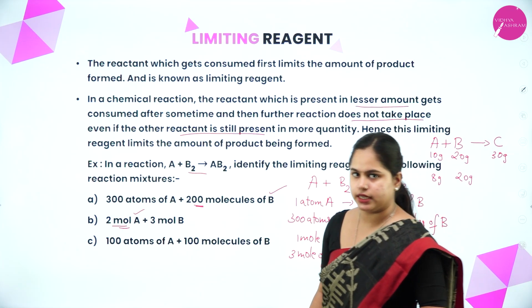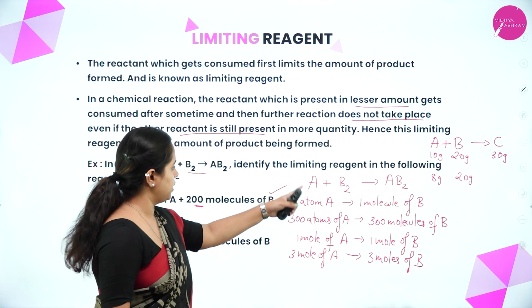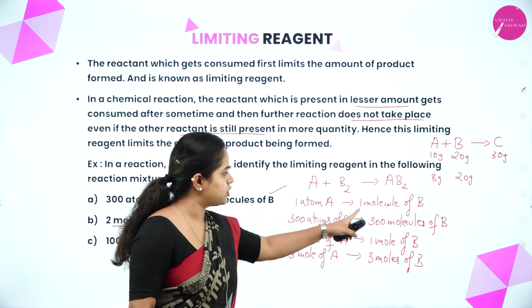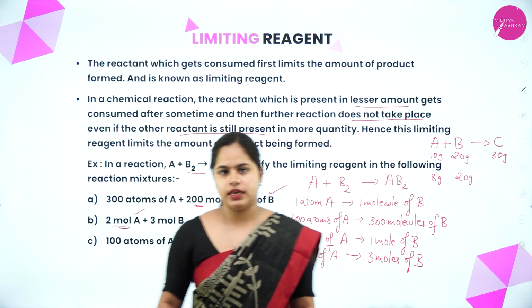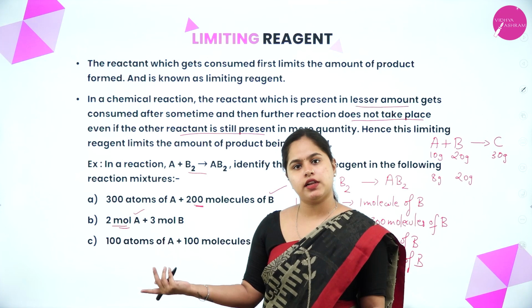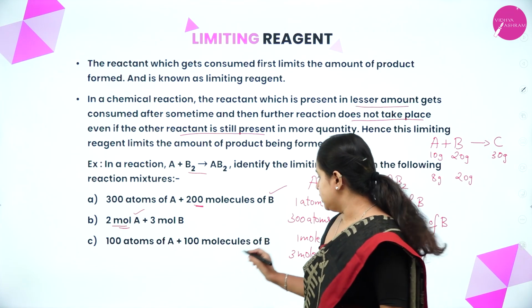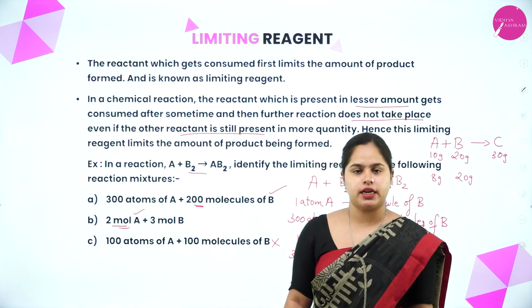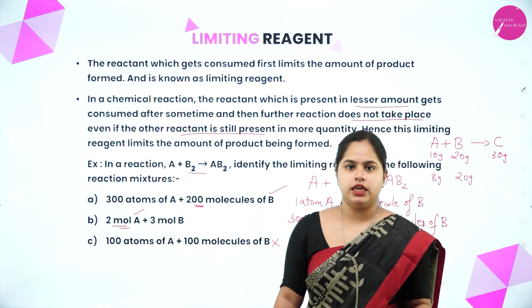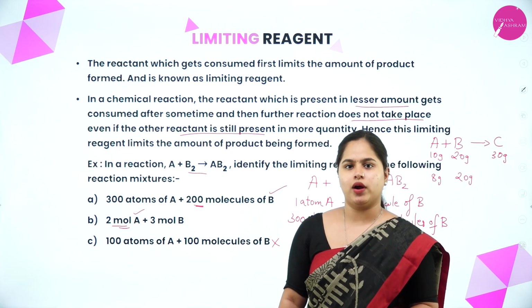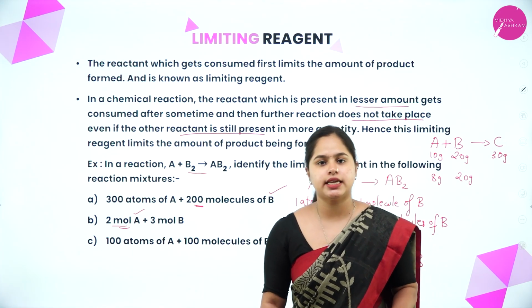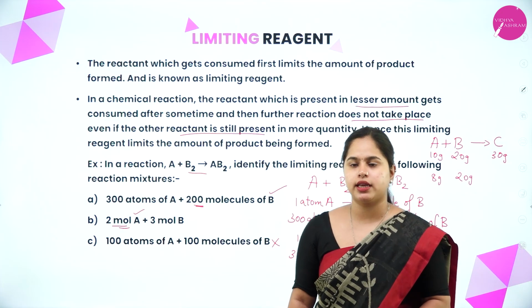You have to find the limiting reagent. So let's take the first part itself. 1 atom of A gives you 1 molecule of B. So 100 atoms of A will need how much? 100 molecules of B. So in this case, there is no limiting reagent. Both are present in equal quantities which is required. So I hope the limiting reagent is clear and how to do the numericals.